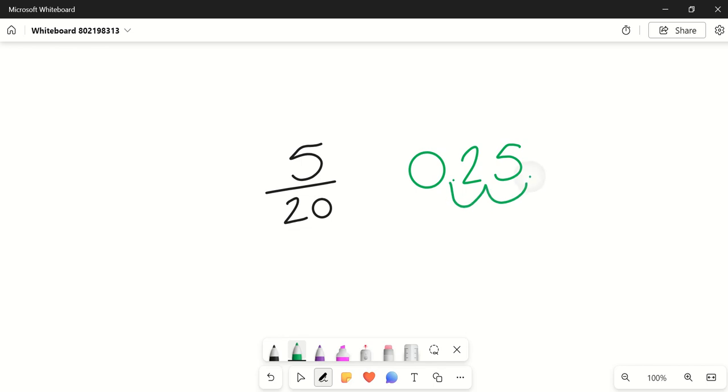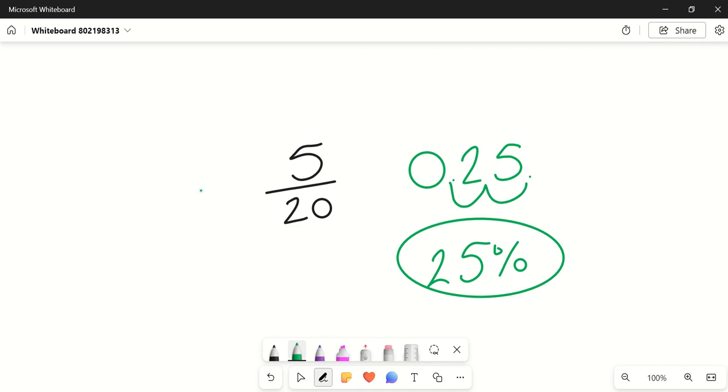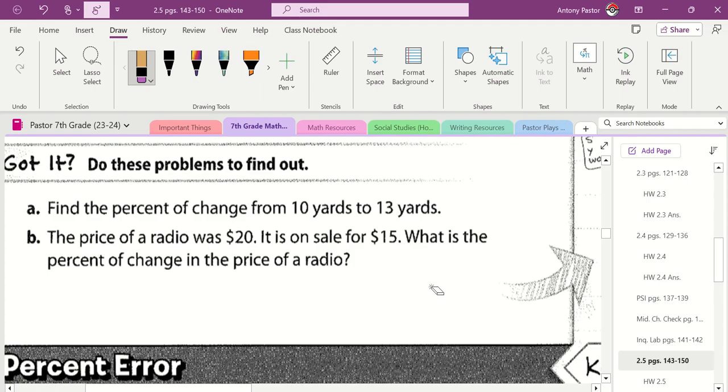Decimal needs to jump twice. This is a decrease of 25%. So you could write a sentence like the radio is on sale for 25% off, or the price of the radio went down 25%.